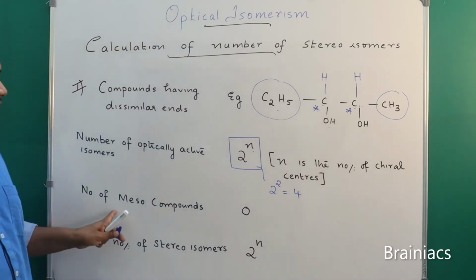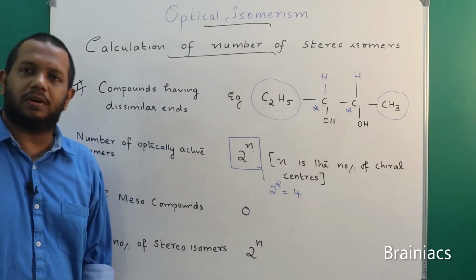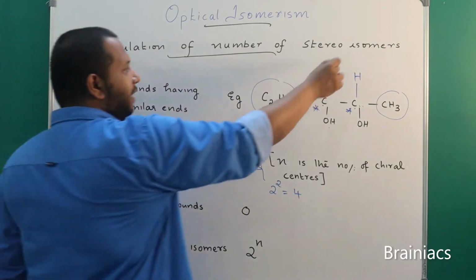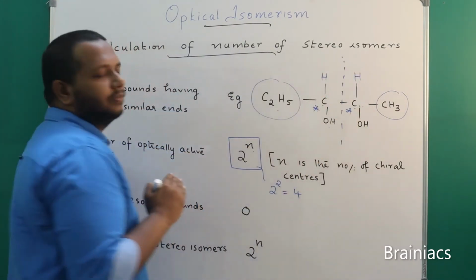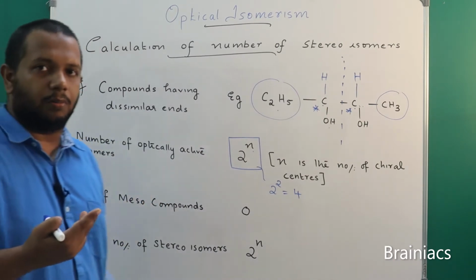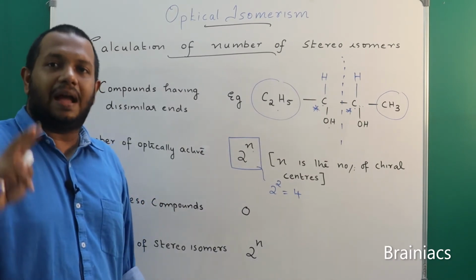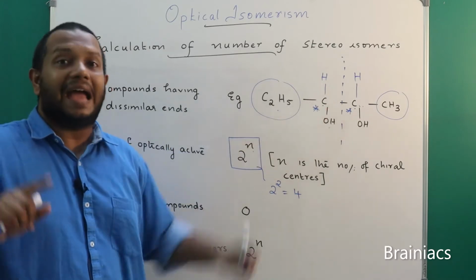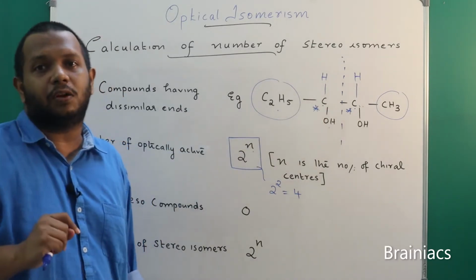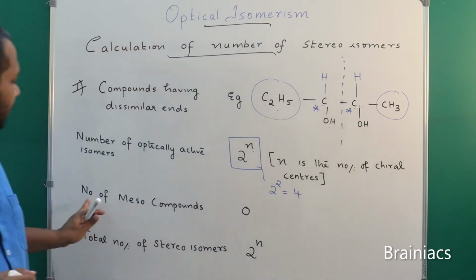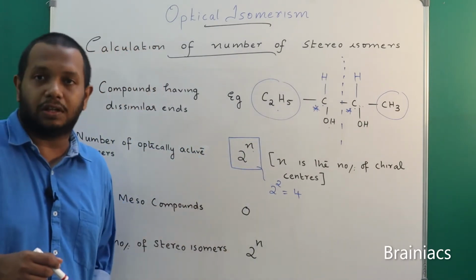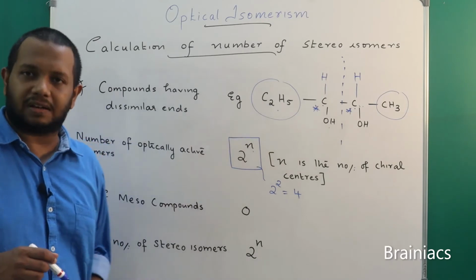And next is the number of meso compounds for this one. We know that there is no imaginary plane which can separate this into two equal halves. Only then do we call it a meso compound. A meso compound is a compound having a minimum of 2 chiral centers and a mandatory plane of symmetry. But here no plane of symmetry is possible. So that's why the number of meso compounds is equal to 0, because dissimilar ends are there.